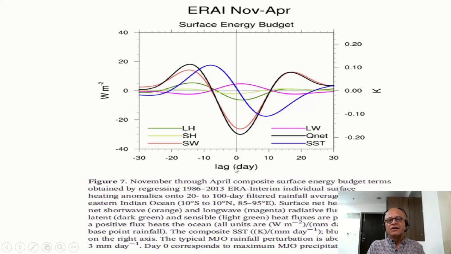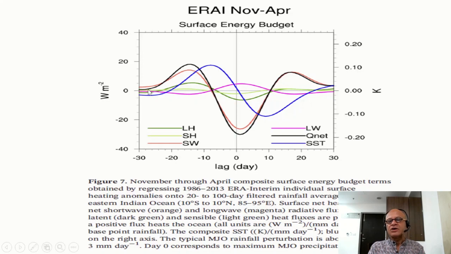This is looking at day 0, when the rainfall is maximum over the eastern Indian Ocean before the MJO tries to cross over the maritime continent. We are looking at various fluxes and sea surface temperature. So sea surface temperature before the convection over the eastern Indian Ocean is warm. Convection cools it. There is a delay in the maximum cooling as it passes over, and then the SST reorganizes for the next event, or just goes back to the background.